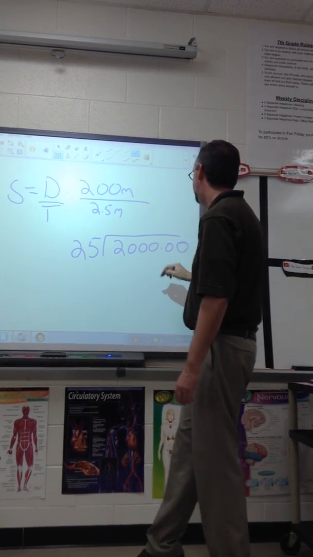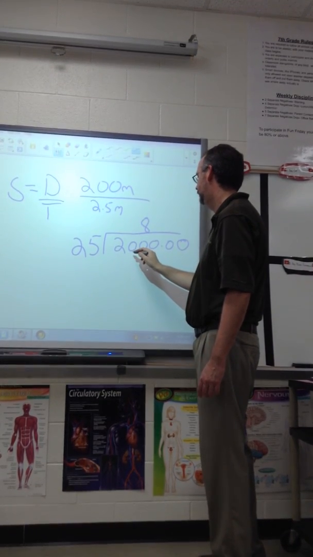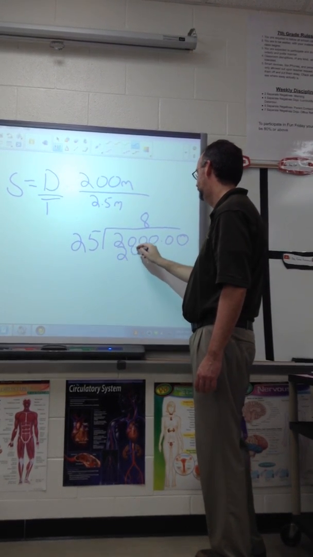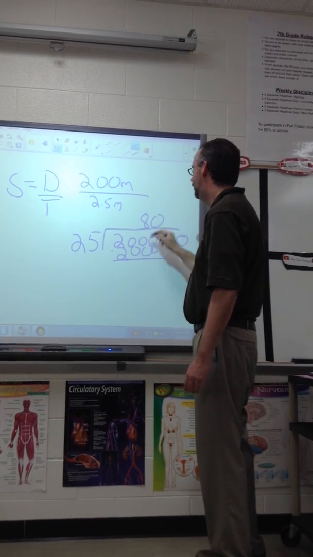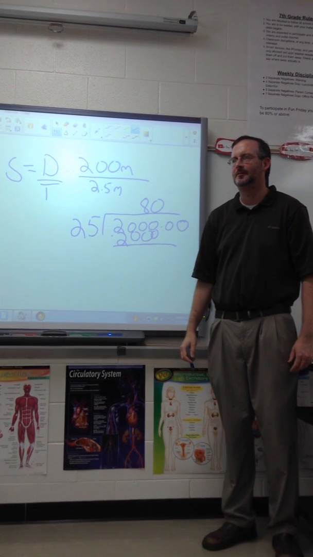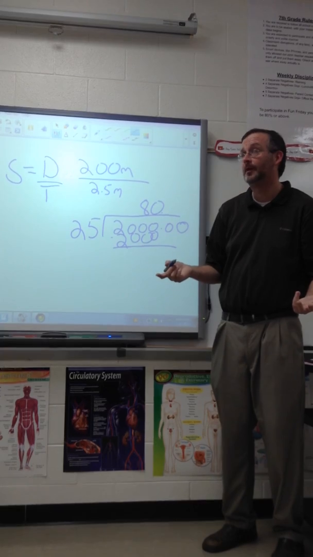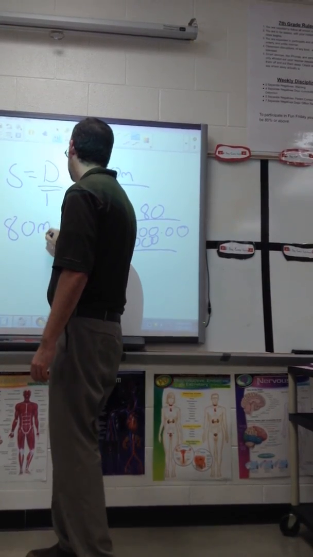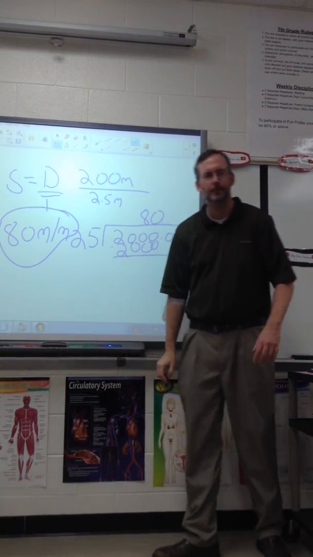So it becomes 25, 2,000. Okay, so there we go. 8. And it works out. It works out to 80. But now, do we just leave it at 80? No. 80 meters per minute. There you go. All right.